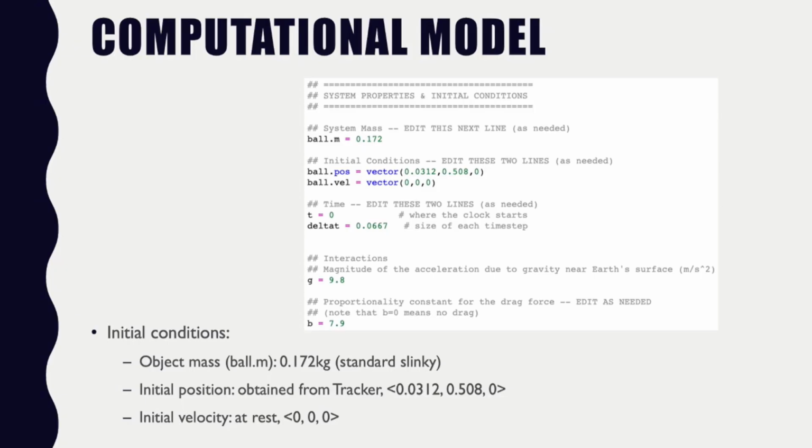Computational model in GlowScript. I matched those same initial conditions: mass of 0.172 kilograms, initial position from Tracker, and 0 initial velocity. Gravity was set to 9.8 and the drag coefficient B was set to 7.9, determined through trial and error to best match our observed data.